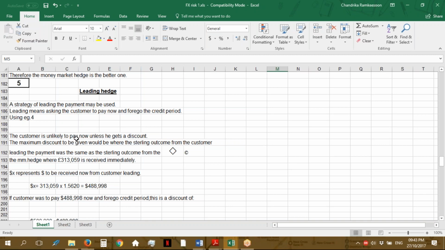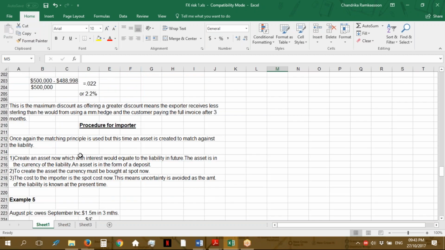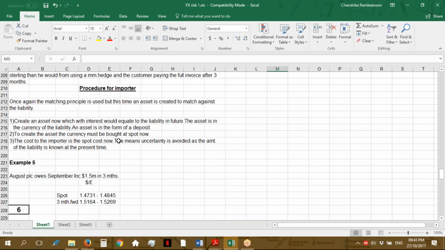Okay. Right. Now quickly, importer, we went through this. There's no lead-in hedge to be worked out here. Procedure for importer: this is the one where you create a deposit today. So we create an asset now, which with interest would equate to the liability in future, the amount we owe. To create the asset, which is a deposit, the currency must be bought at spot now. Of course, you can work out how much you're going to deposit, as we'll see in the example. The cost to the importer is the spot cost.